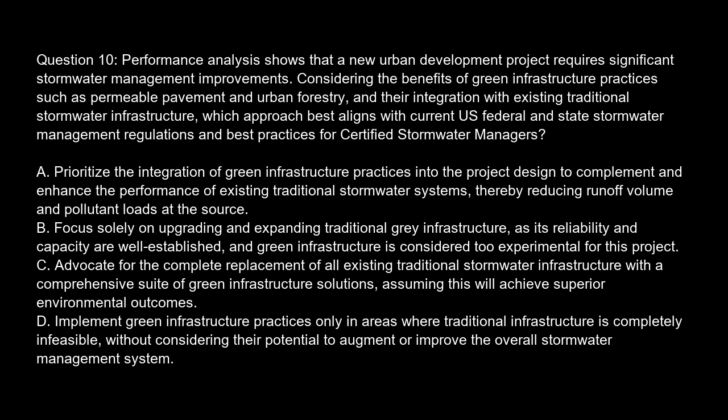Option B. Focus solely on upgrading and expanding traditional gray infrastructure, as its reliability and capacity are well established, and green infrastructure is considered too experimental for this project. Option C. Advocate for the complete replacement of all existing traditional stormwater infrastructure with a comprehensive suite of green infrastructure solutions, assuming this will achieve superior environmental outcomes. Option D. Implement green infrastructure practices only in areas where traditional infrastructure is completely infeasible, without considering their potential to augment or improve the overall stormwater management system.